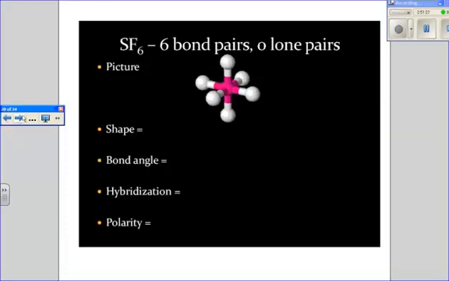6 groups are similar to 5. The difference is now I still have one going up. I still have one going down. Now I think, okay, I've got 4 left over. And if I have 4 left over, that middle is going to be a square.